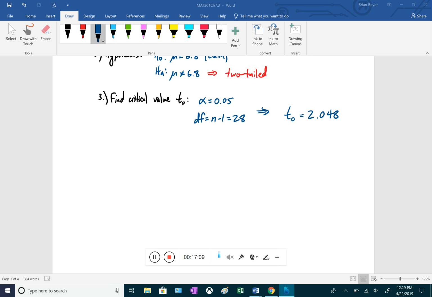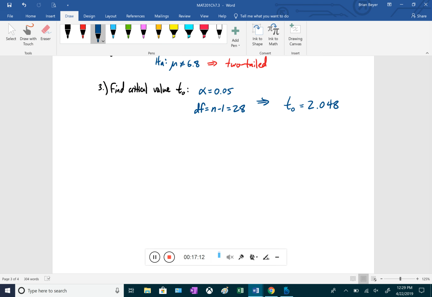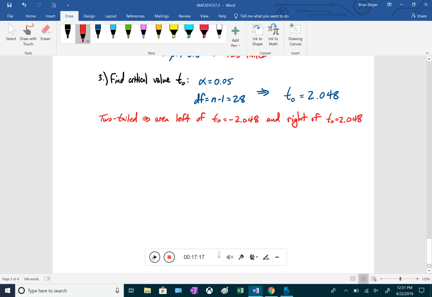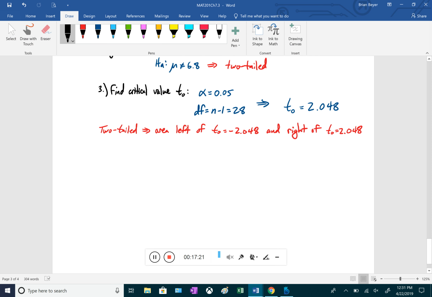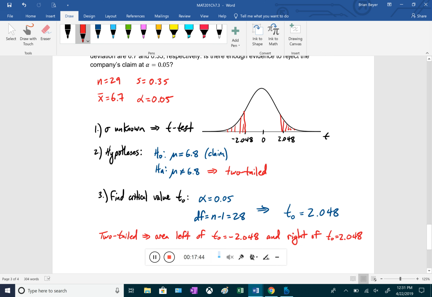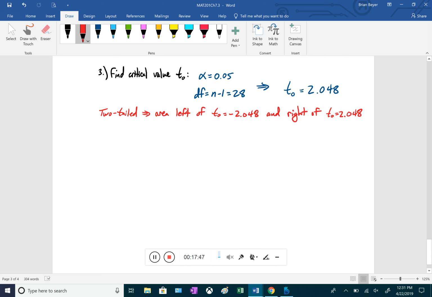And since we're doing a two-tailed test, we're going to be shading in the region to the left of negative t and to the right of positive t. So going up here on the graph, we're going to put positive 2.048 over here, and then negative 2.048 somewhere over here, and shade in the area to the left of this one, and the area to the right of this one. And now we're going to calculate the t-value, the standardized test statistic, and see if it lies within that shaded region.